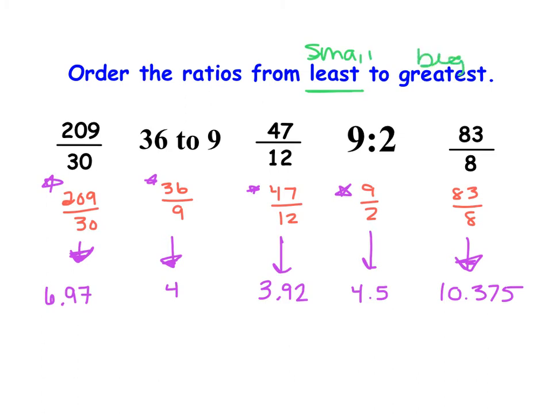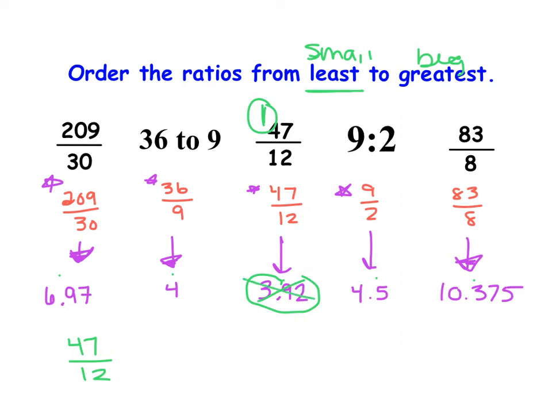So we're going to start with the smallest number, and if I look at my 5 options down here, so I have 1, 2, 3, 4, 5 numbers, my least or my smallest number is right here at 3.92. That's the smallest of the 5 numbers I see on the screen. So what that's telling me is that this ratio right here is first and is the smallest. So I'm going to go back to my original ratios and write, okay, the first one, the smallest ratio, is 47/12. So then I've taken care of that one.